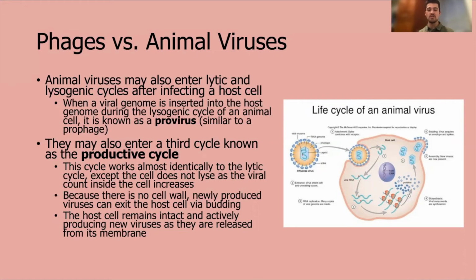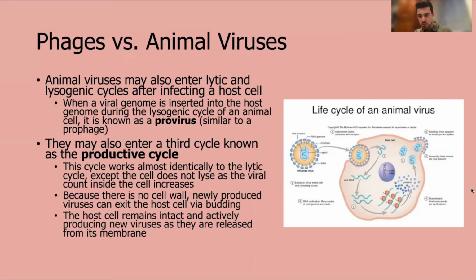So the viral count inside increases, but because there's no cell wall, these viruses, remember, they came in via fusion of the membrane, or they came in via receptor-mediated endocytosis. They can actually exit the cell in the same way. So if they have that envelope, it's very easy for them. Even before they have the envelope, it's easy for them to bud out of the membrane. And when they bud out of the membrane, that's what actually forms their envelope.